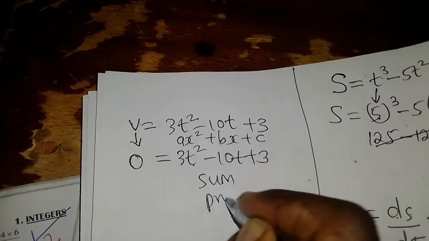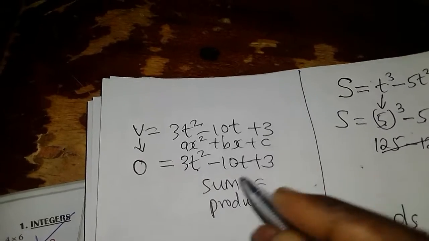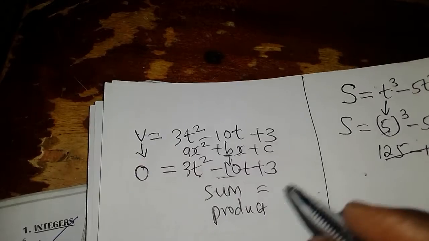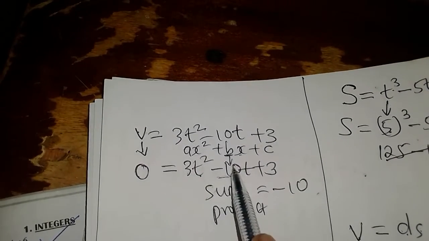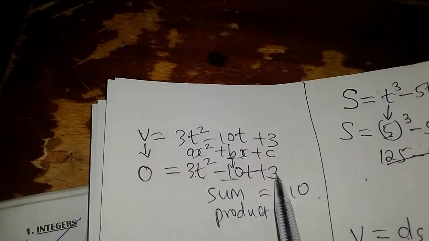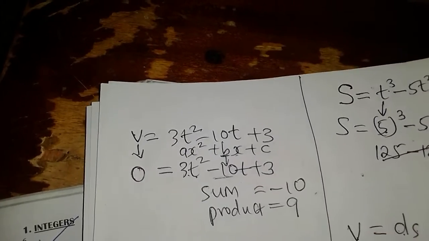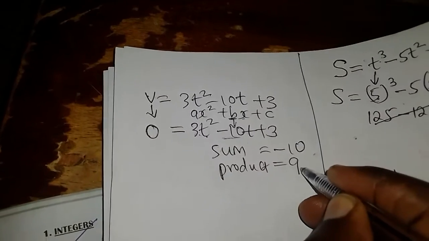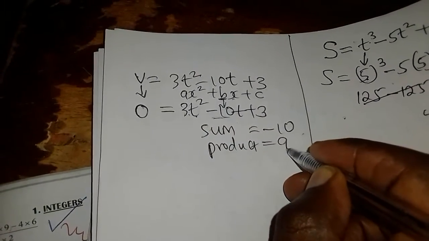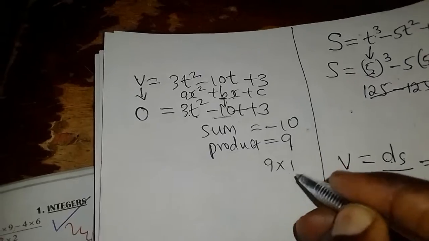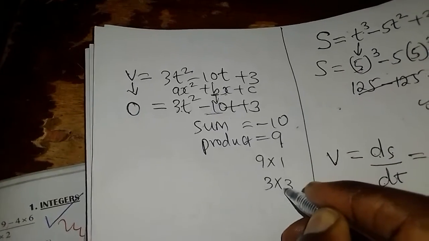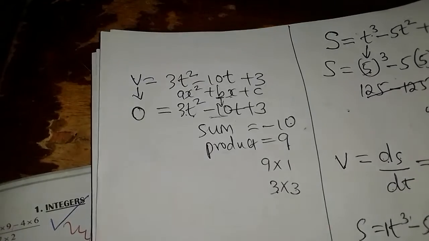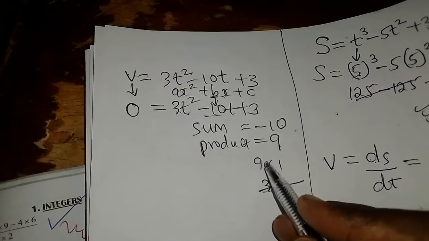So I'll say sum and I'll say product. Our sum is the coefficient of x, the value of b, which is actually negative 10. Then the product is 3 times 3, that gives us 9. Great. So what do I do next? I have to get two values such that when I multiply them, I get 9. That can be either 9 times 1 or 3 times 3. But there's nowhere on earth where 3 plus 3 can give you 10, even if you use magic, so you have to drop that. So it is possibly 9 and 1.